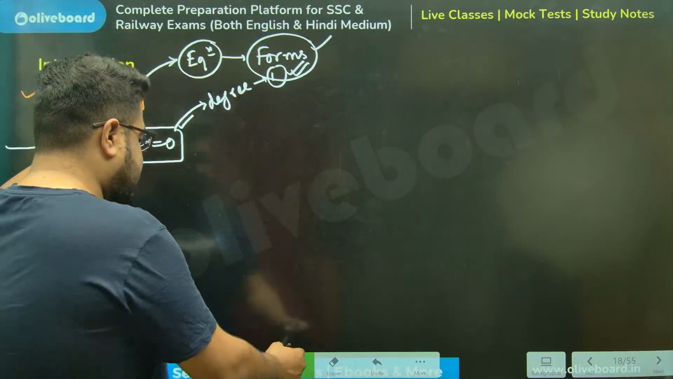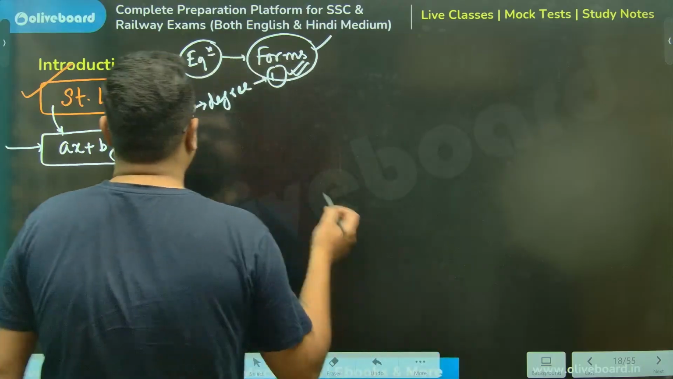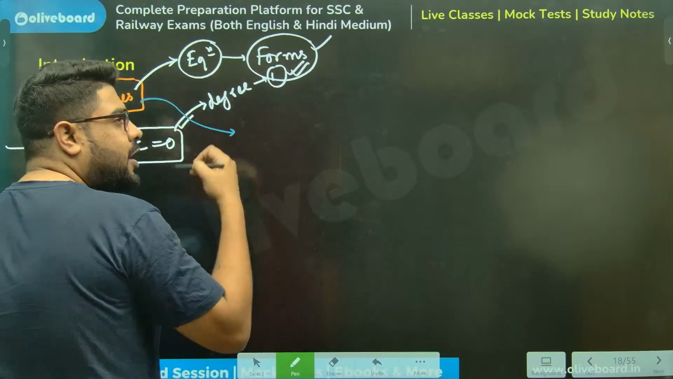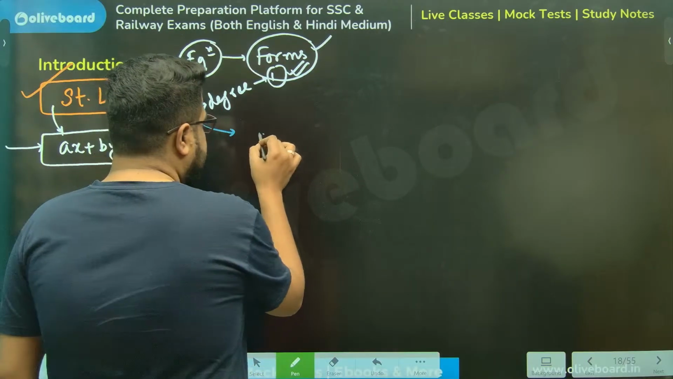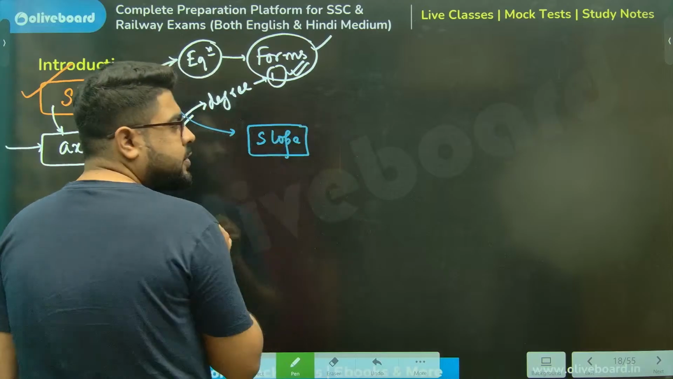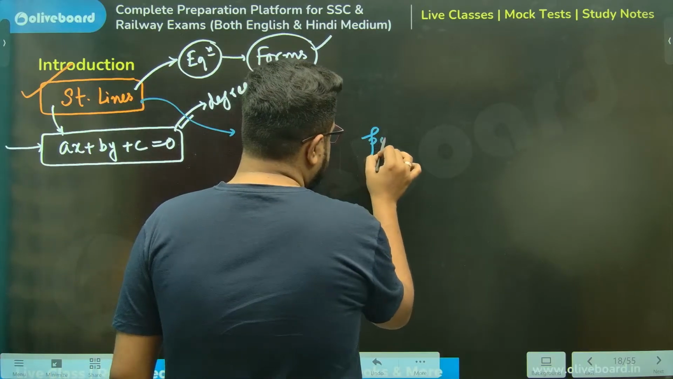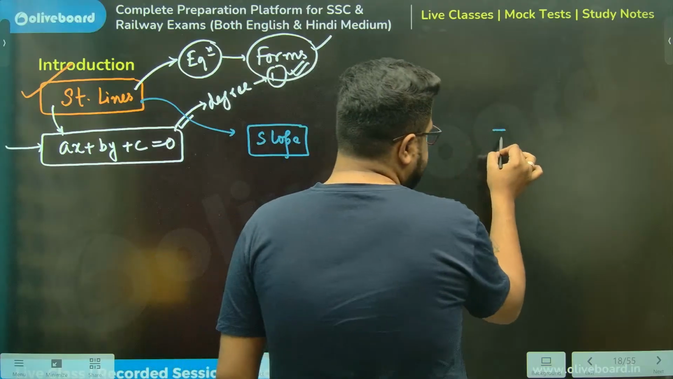But before we can learn all those, we need to know a few terms. In order to make an equation of a straight line or a form of a straight line, there are a few things you need to know. Sir, slope, point, and intercept.